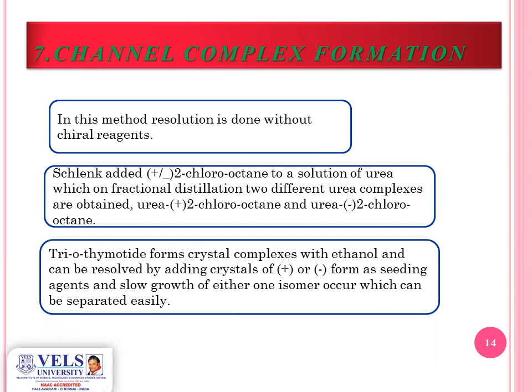Another example is tri-ortho-thymotide, which forms crystal complexes with ethanol and can be resolved by adding crystals of either the plus form or the minus form as a seeding agent, and slow growth of either one of the isomers occurs, which can be separated easily.